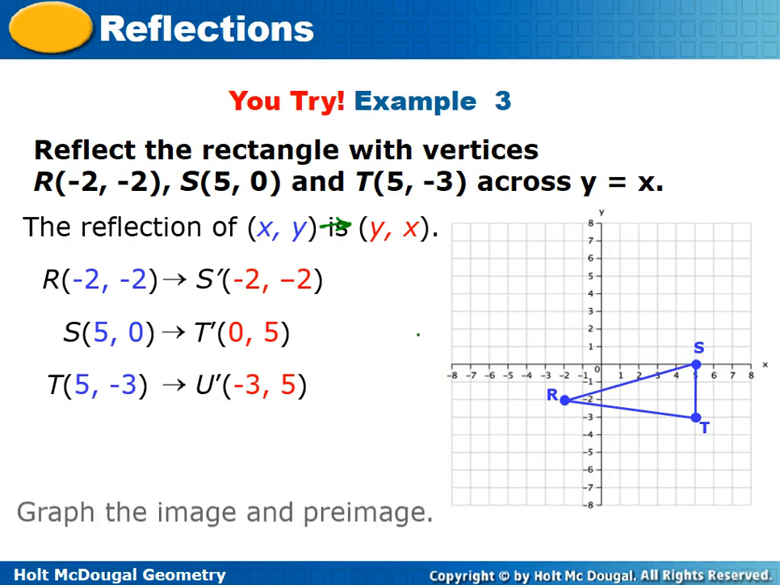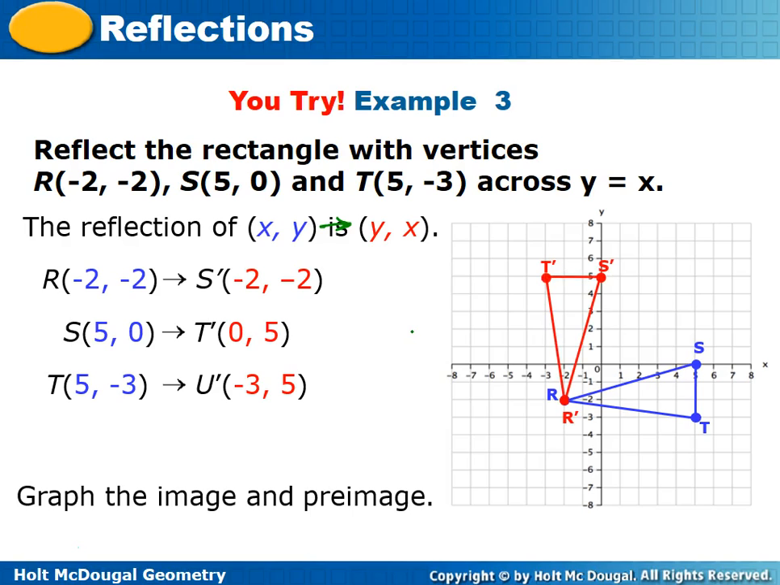So here again, we're going to plot those points and you will see, again, this is our line of reflection here. And each of those points are the same distance. You go up and over, down and over, okay?